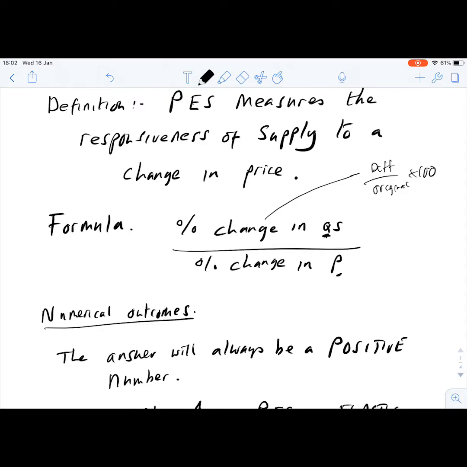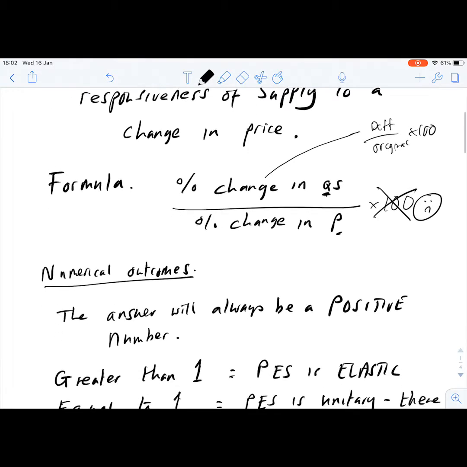Now don't make the mistake here of multiplying the PES formula by 100. You do not do that in the examination. It's simply the percentage change in quantity supplied divided by the percentage change in price.